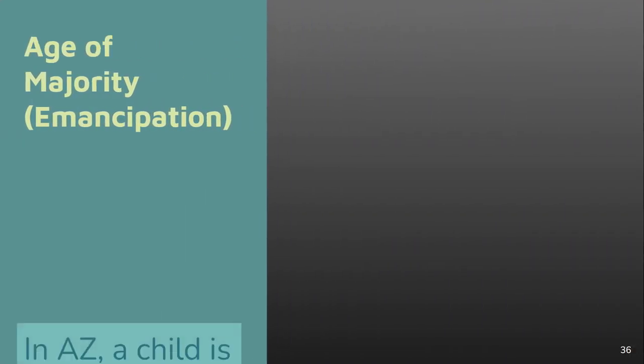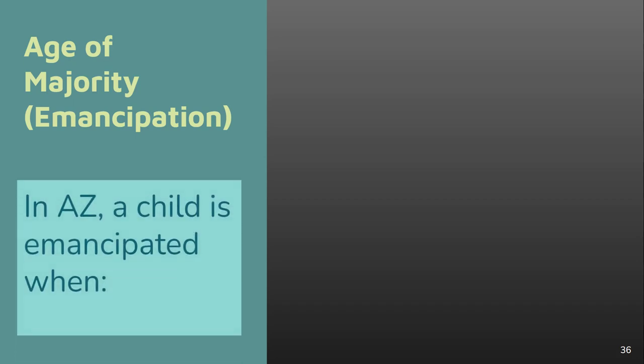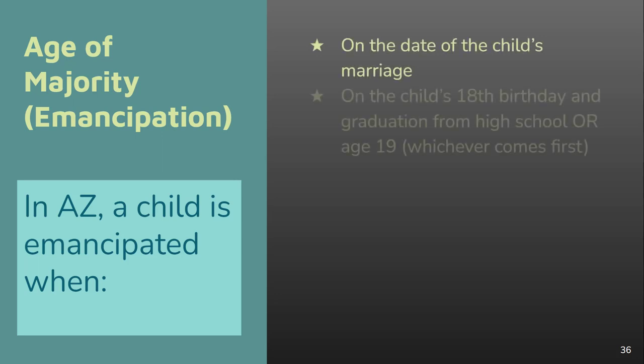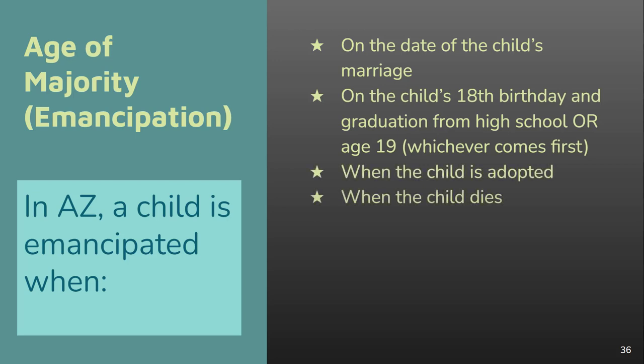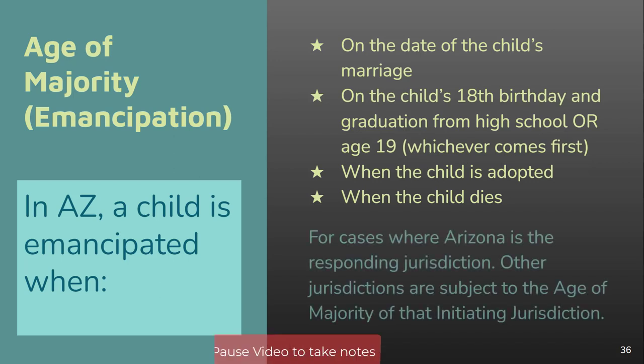In Arizona, a child is emancipated on the date of the child's marriage, on the child's 18th birthday and graduation from high school or age 19, whichever comes first, when the child is adopted, or when the child dies, for cases where Arizona is the responding jurisdiction. Other jurisdictions are subject to the age of majority of that initiating jurisdiction.